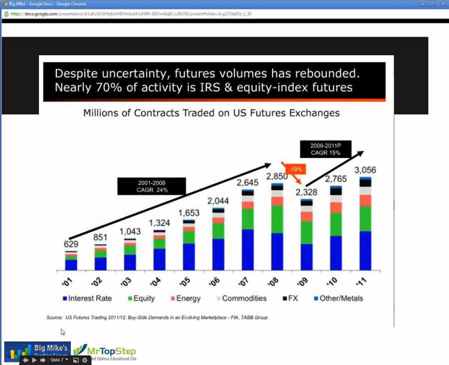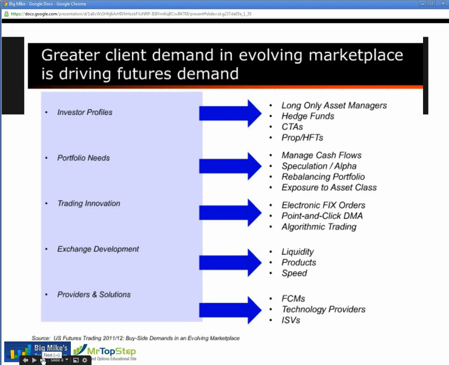Now what you'll see in this next slide is where the demand comes from. This is important because when you want to know who you're up against and who these guys are that are doing this, there's greater demand evolving in the marketplace that is driving future demand, right? Well, who are the investors that are doing it? You've got the long asset managers, you've got hedge funds. We know that they've jumped on this bandwagon big.